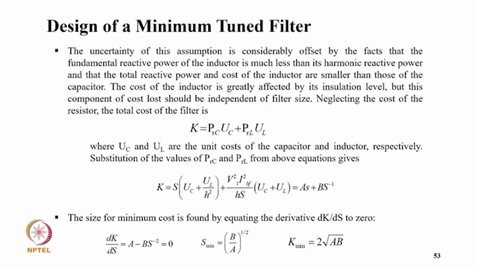Substituting the values of PRC and PRL from the above equation gives K equal to S in brackets (UC plus UL) upon H square plus V1 square HSF square divided by HS in brackets (UC plus UL), equal to AS plus BS to the power minus 1. So the size of minimum cost is found by equating the derivative dK upon dS equal to A minus B S to the power minus 2 equal to 0. So S minimum is the square root of B upon A, that is (B upon A) to the power half, and K minimum is 2 times the square root of AB.